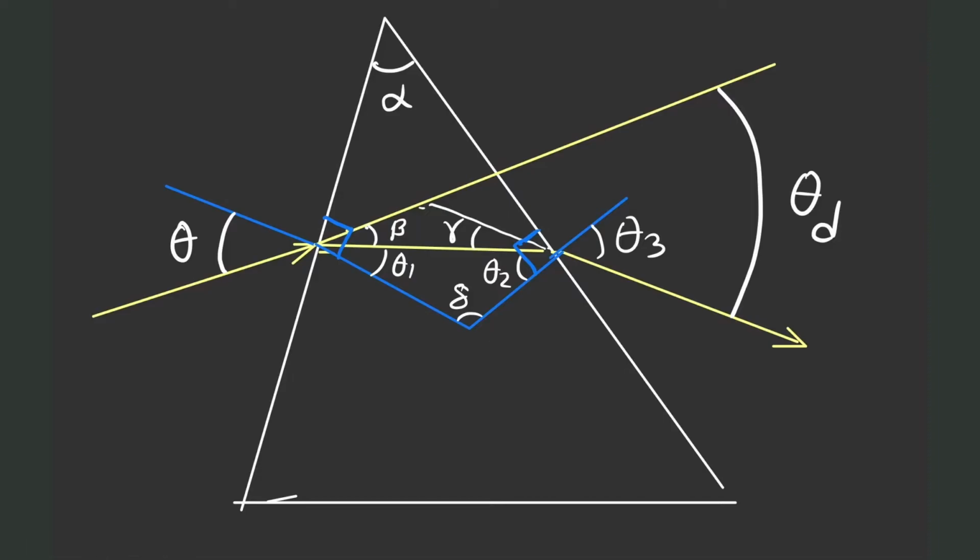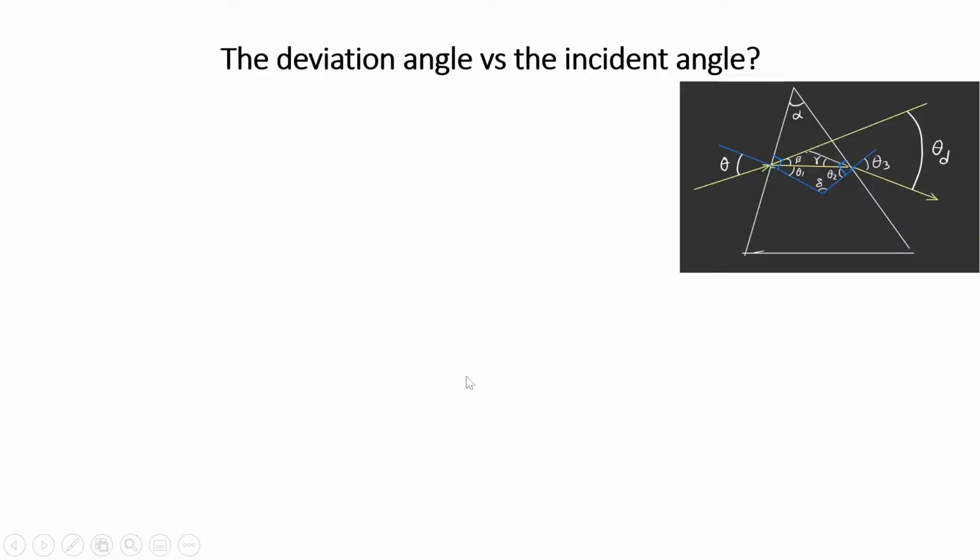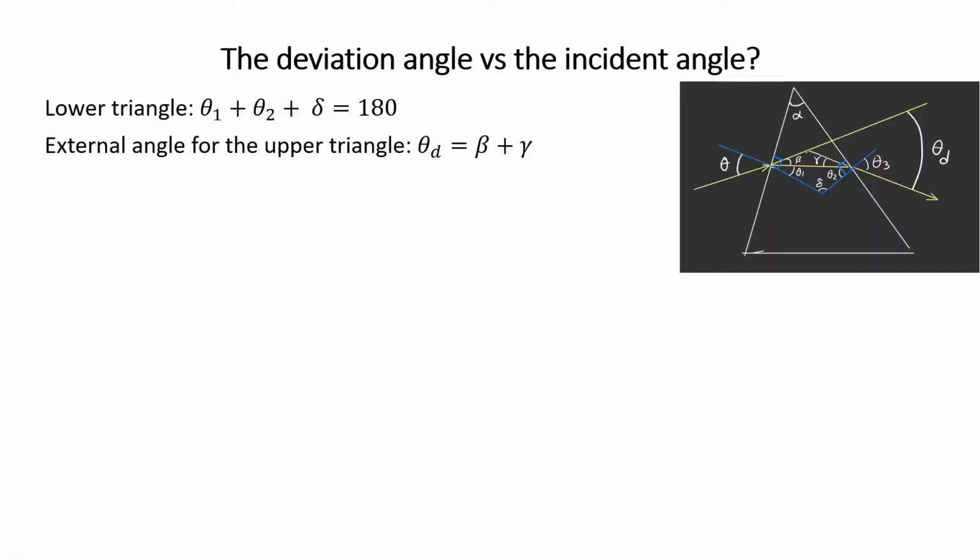Also, theta d is an external angle for the upper triangle. This is the upper triangle. One angle is beta, the other one is gamma, and this external angle is theta d. So I can write these relations. I said that theta 1 plus theta 2 plus delta is 180 degrees, and also theta d is beta plus gamma.